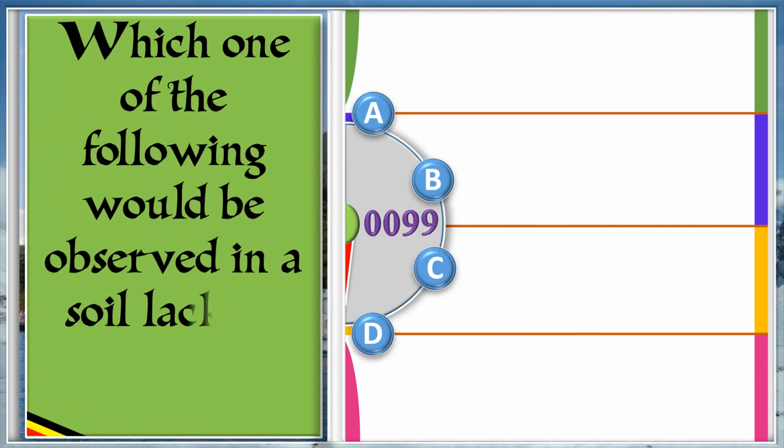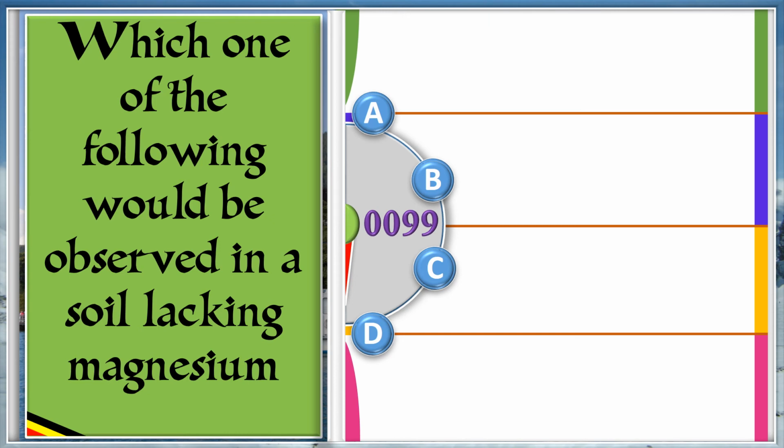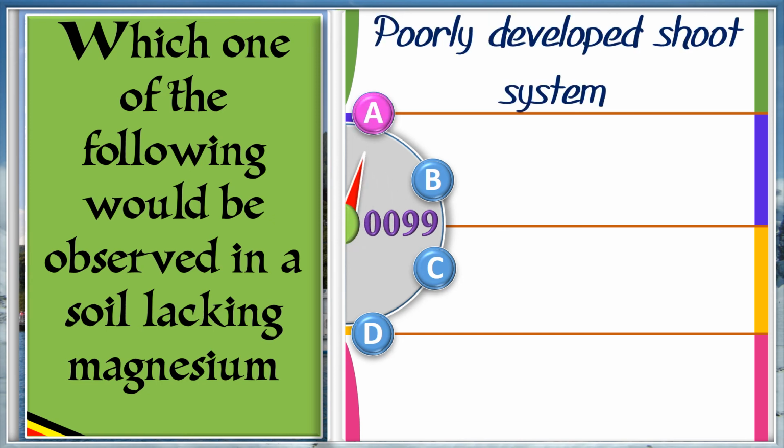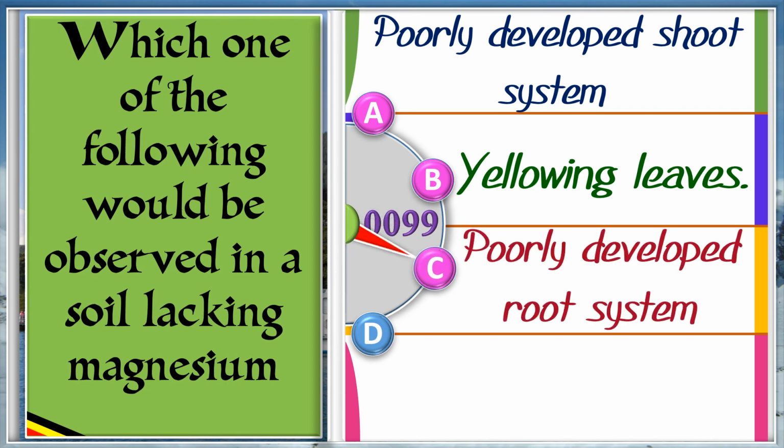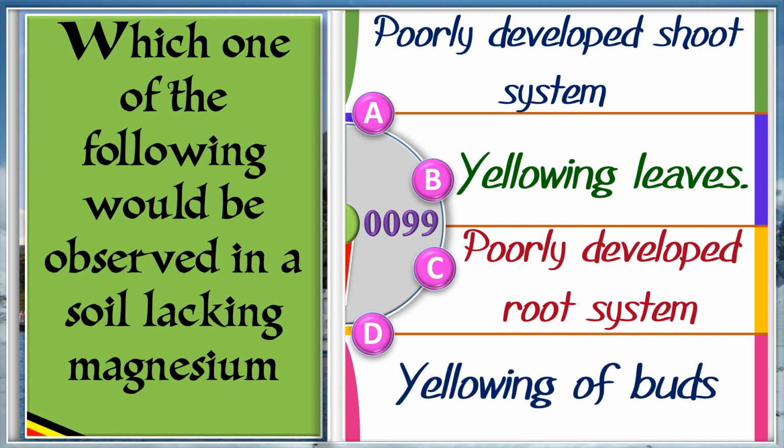Which one of the following would be observed in a soil lacking magnesium? A. Poorly developed shoot system. B. Yellowing leaves. C. Poorly developed root system. D. Yellowing of buds. And the answer is B. Yellowing leaves.